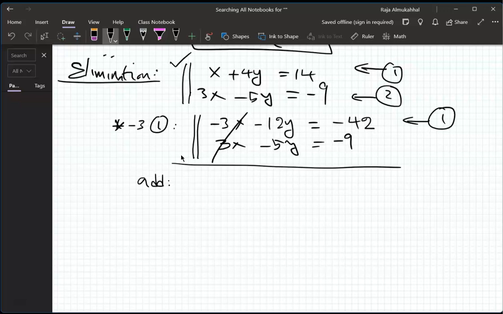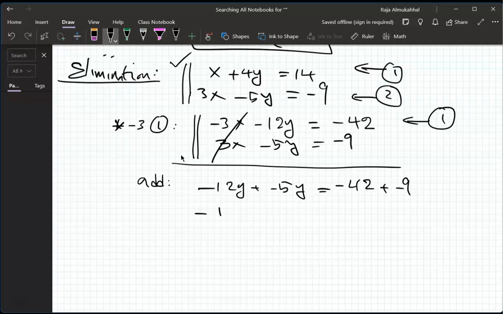And when you add them, those two will cancel out, right? Minus 3x plus 3x will give you 0. So that's going to be -12y plus -5y equals -42 plus -9. You see what I'm saying? It's a little messy, but this is how it's done.